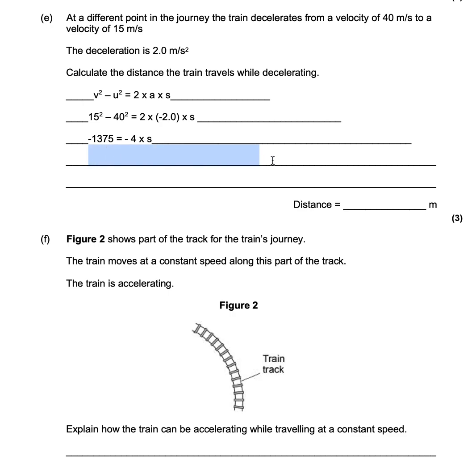Then we rearrange this. We want s on its own. It's being timesed by something at the moment, so we need to do a division. So the number on its own on one side of the equals is this one. So minus 1375 divided by minus 4, and that will work out at 343.75 metres.